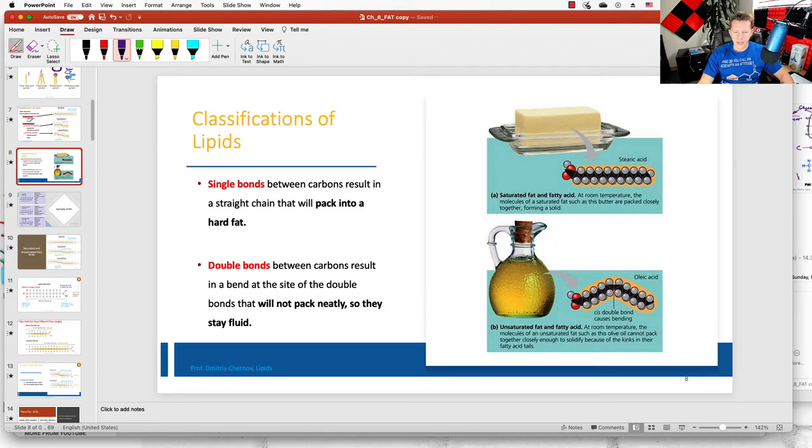Classification of lipids, and it's again and again: single bonds pack into a hard fat, and double bonds will not pack neatly, so they stay liquid. Just because of the arrangement of the bonding. So that's why it looks like this. And with the double bond, it's a kink here, right? Whatever, carbon.